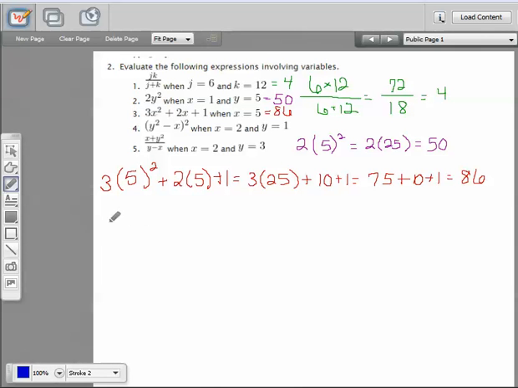For number 4, we have 1 squared minus 2 squared. Let's work inside parentheses first. So 1 squared is 1. 1 minus 2 is a negative 1. And a negative 1 squared is a positive 1, right? Because negative 1 times negative 1 is a positive 1. So we get a positive 1 for our answer for number 5, or 4.